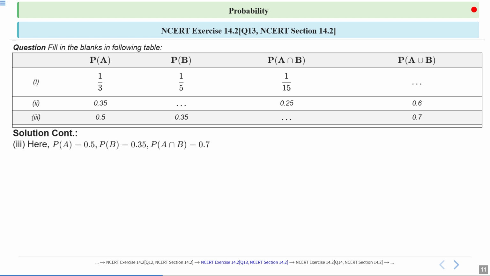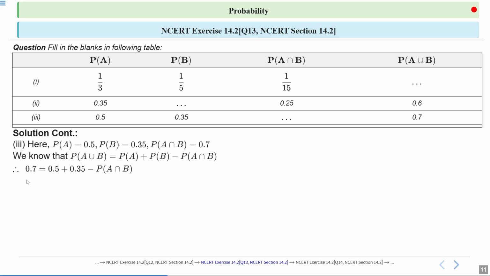Now in the third one, you can see probability of A is given to us as 0.5, probability of B is 0.35, and probability of A union B is 0.7, and we have to find probability of A intersection B. Similarly, we can use the same formula: probability of A union B is equal to probability of A plus probability of B minus probability of A intersection B.